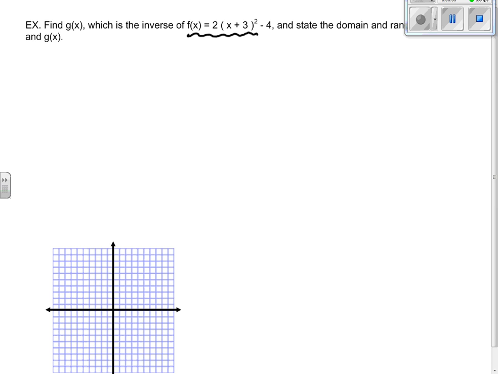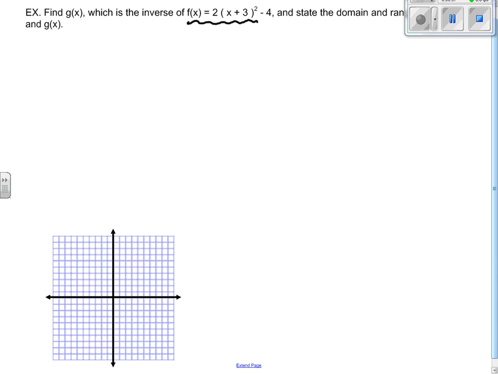So for f of x, I have a vertex of 3 to the left, down 4. I have a vertical expansion, factor 2, which means my step pattern has been doubled. It is upwards. So over 1 up 2 instead of 1, over 2 up 8 instead of 4. There. That is my original function, f of x.